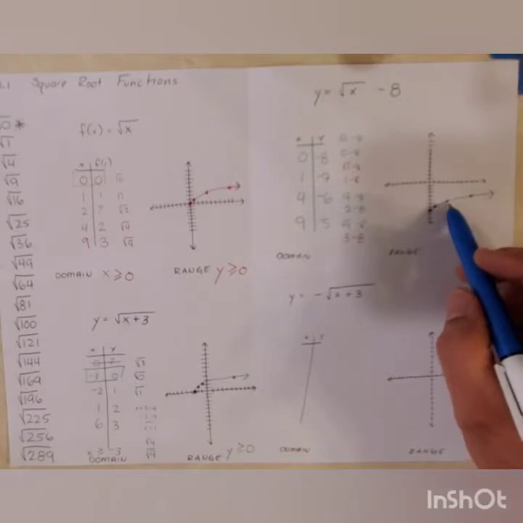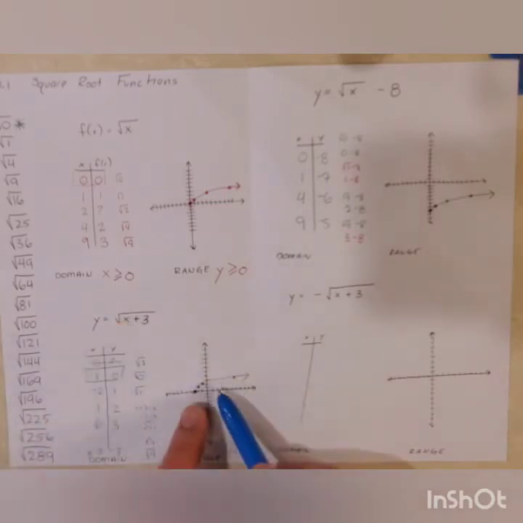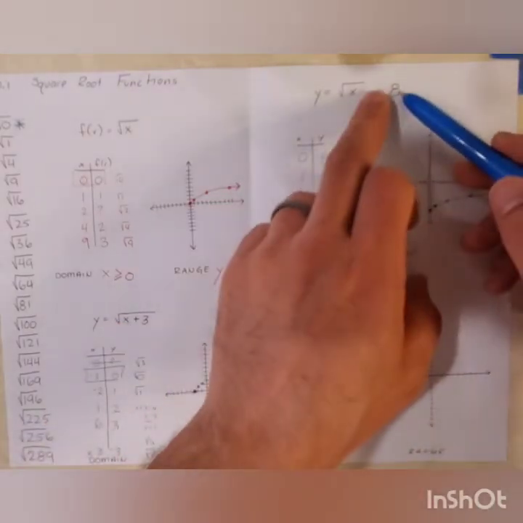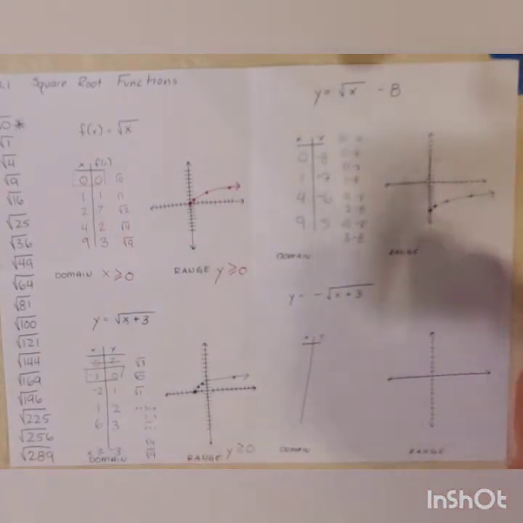Once again, if you look at this graph, all three of these graphs look very similar. They just kind of moved a little bit. That +3 moved this graph to the left. This -8 moved the graph down 8. All of these are part of the shortcuts you will learn soon.